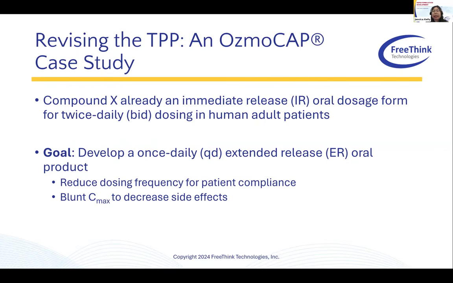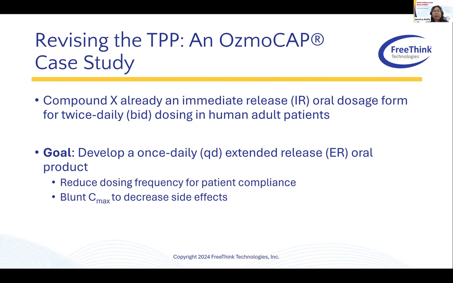So let's consider a case study so we can see how the TPP is used in a real-life scenario. In this case, compound X is already approved as an immediate release (IR) dosage form for twice daily (BID) dosing in human adult patients. If you recall from our discussion earlier about drug development phases, we can tell that the project for a new compound X product would be to improve upon the existing immediate release version of compound X.